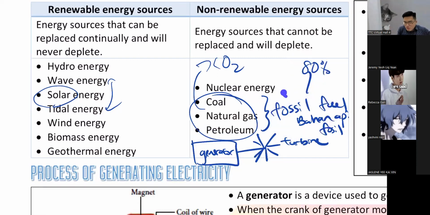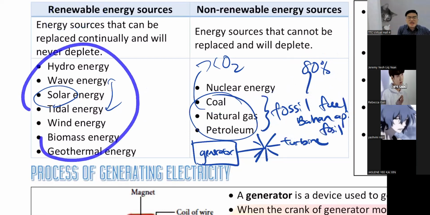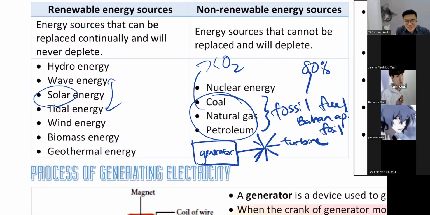Then you say, sir, then we burn less fossil fuel lah. We don't burn this lah. You thought it's so easy. Some people say, sir, why not we change everything to renewable? Because renewables are not reliable. They are not very good. If they are so good, we would be using them already. Only 6% of your energy comes from hydro. That's not a lot, isn't it?